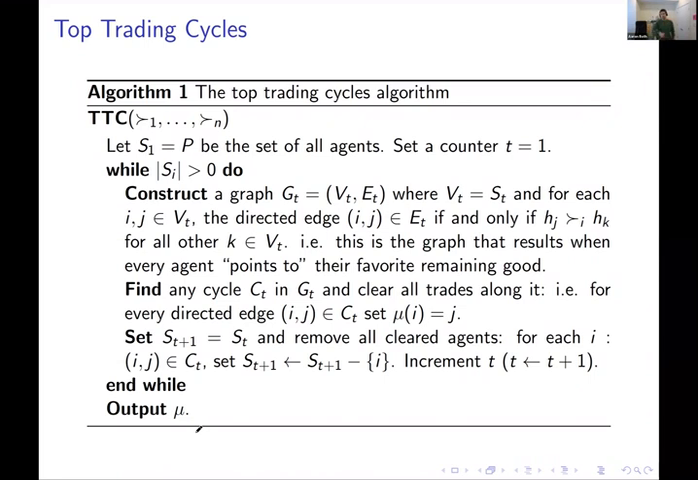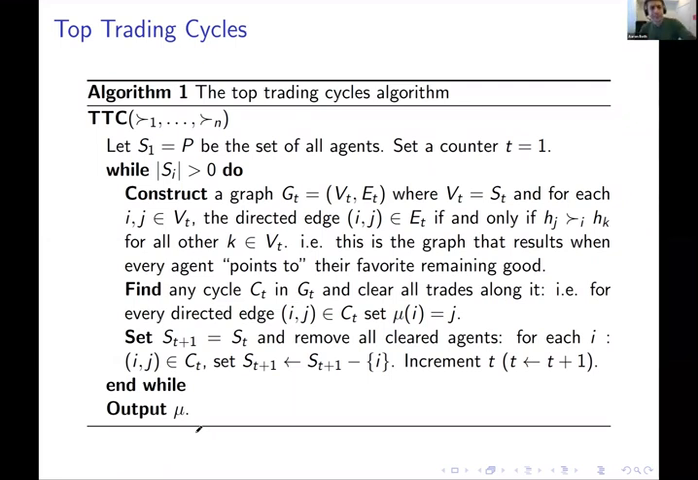We're always going to look at the graph induced by everyone pointing to their favorite good amongst everything that's left. We're going to clear trades along cycles. And then we'll update the graph, because when we remove goods from the market, anyone who was previously pointing to that good but didn't get it is going to have to update where they're pointing. And we're going to keep doing this until nobody's left.